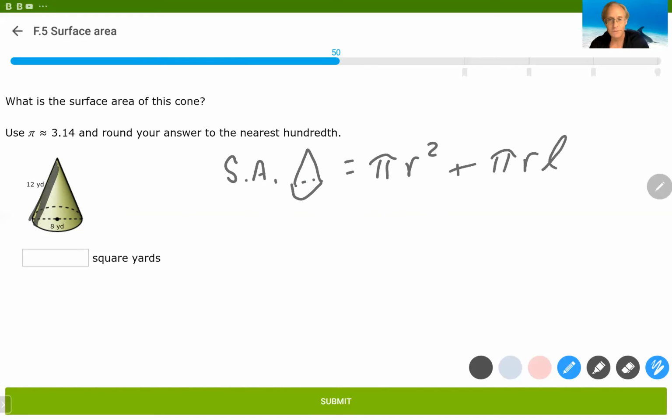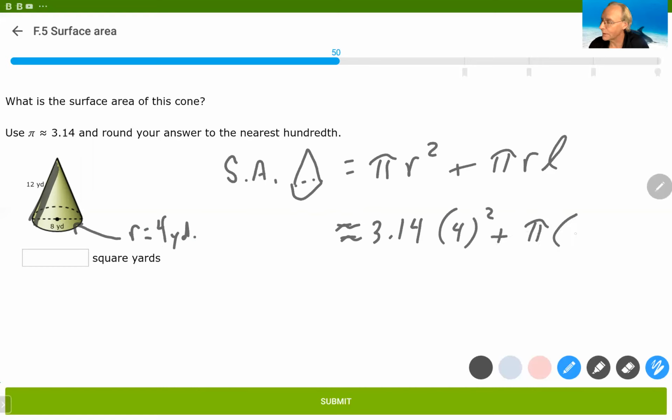And I'd love to get into all of the nuances of why it works and cut it into pieces and show you the piece of the circle and everything. But instead, I'm just going to go ahead and substitute in and get it done. So we're looking at approximately 3.14. The radius happens to be 4 yards. They gave me the diameter here. You see the diameter is all the way across. So the radius is 4 yards. So I've got 4 squared plus pi times r, which is 4, times the L, which is 12.